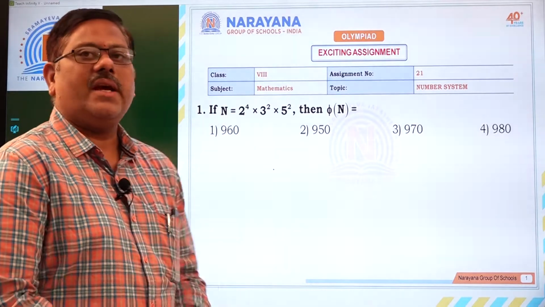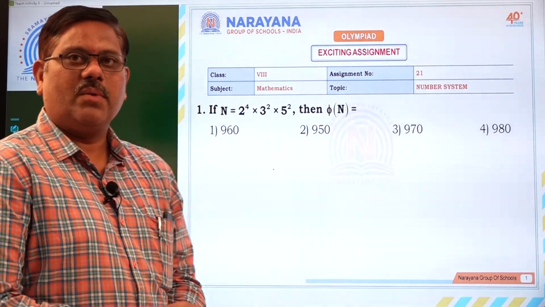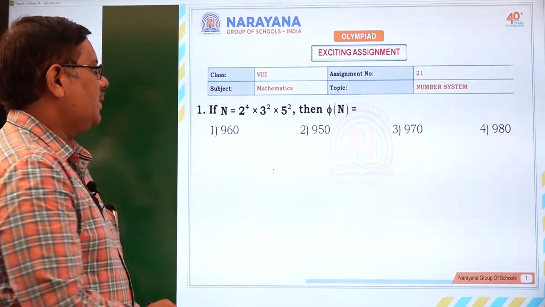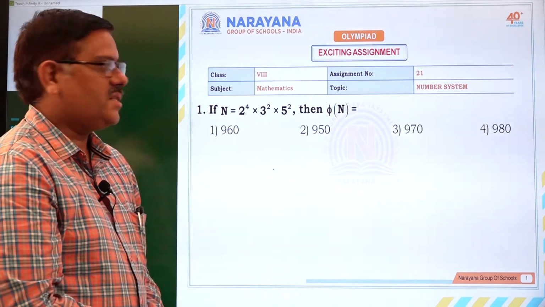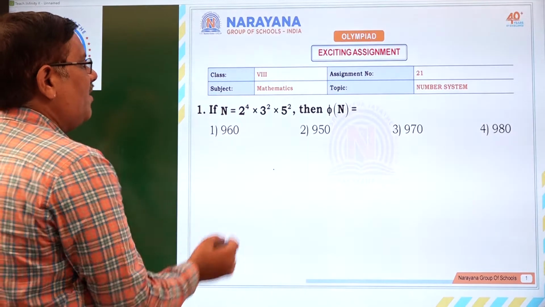Today for class 8 students, we are going to discuss assignment 21 on number system. Okay, now let us start the first question. If n is equal to 2 power 4, 3 square into 5 square, then what is the value of phi of n? What is phi of n for us?